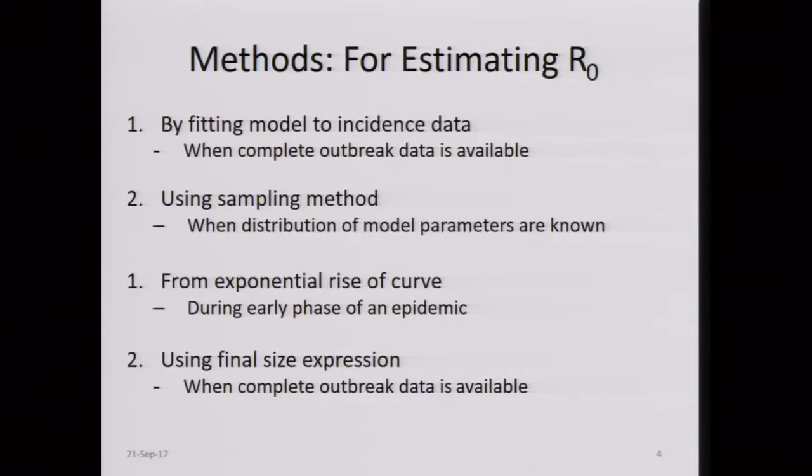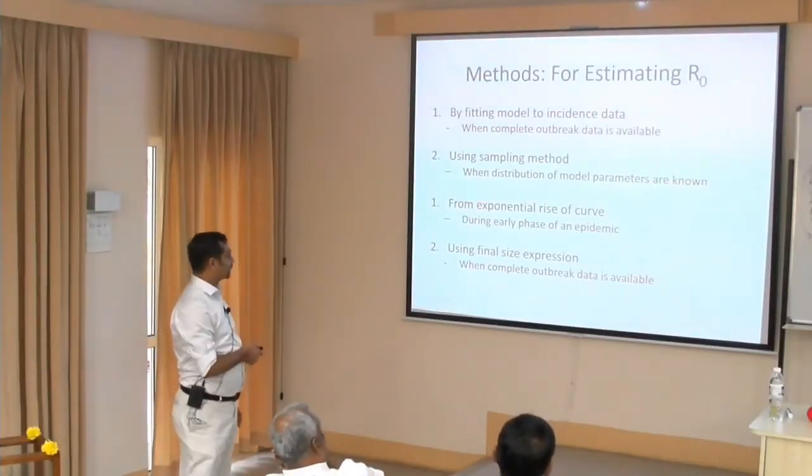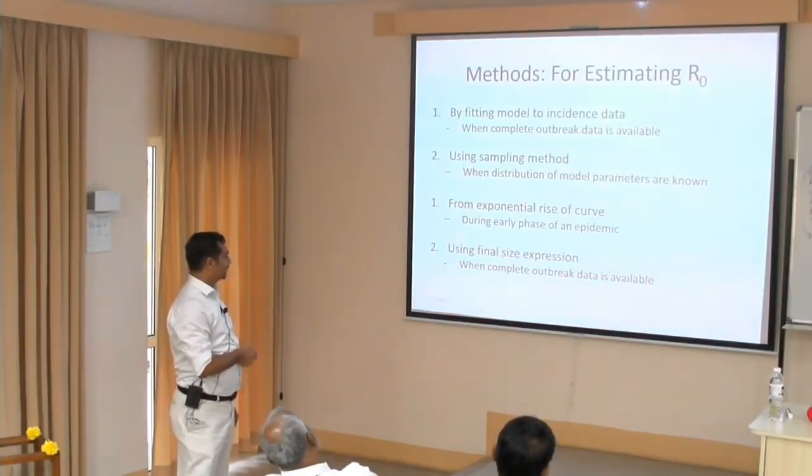There are multiple methods for estimating R0. The numbering on the slide is all messed up. One is by fitting to the incidence data. Second is by sampling methods. Next is the exponential rise of the curve, and then the other one is the final size expression.